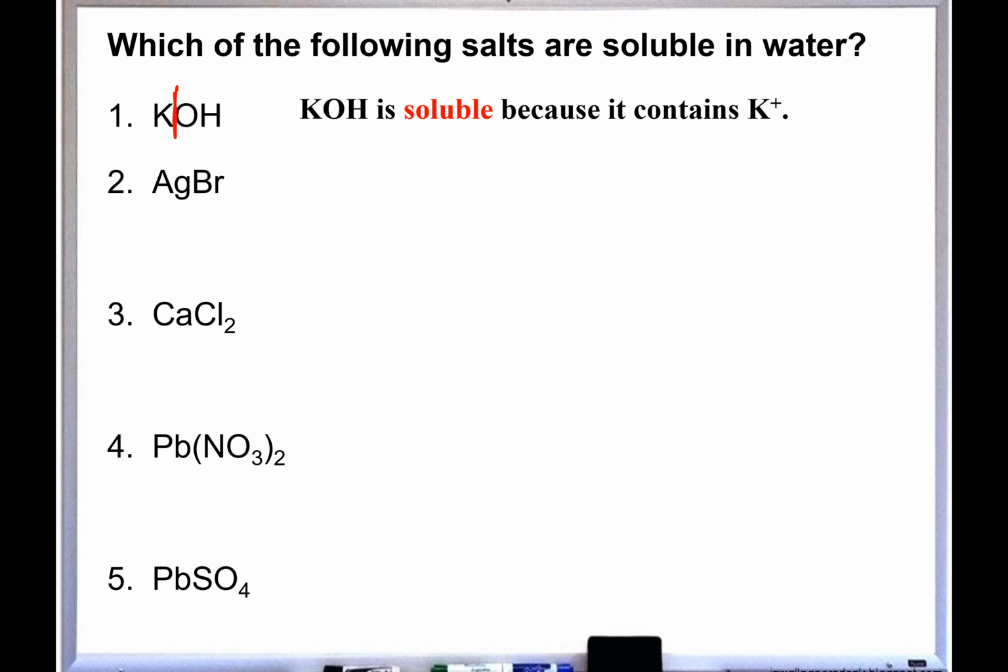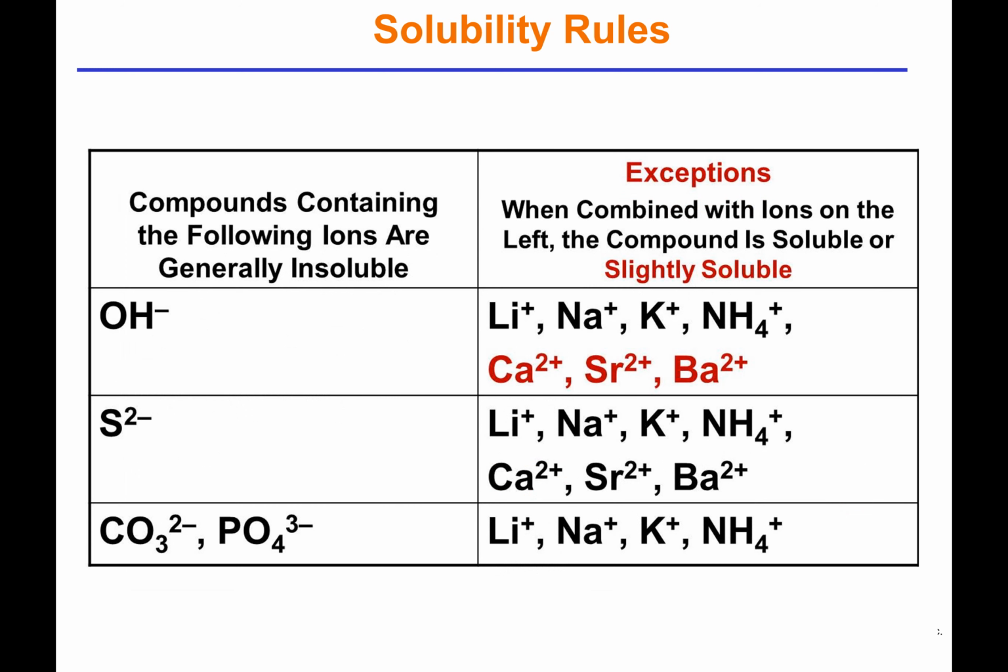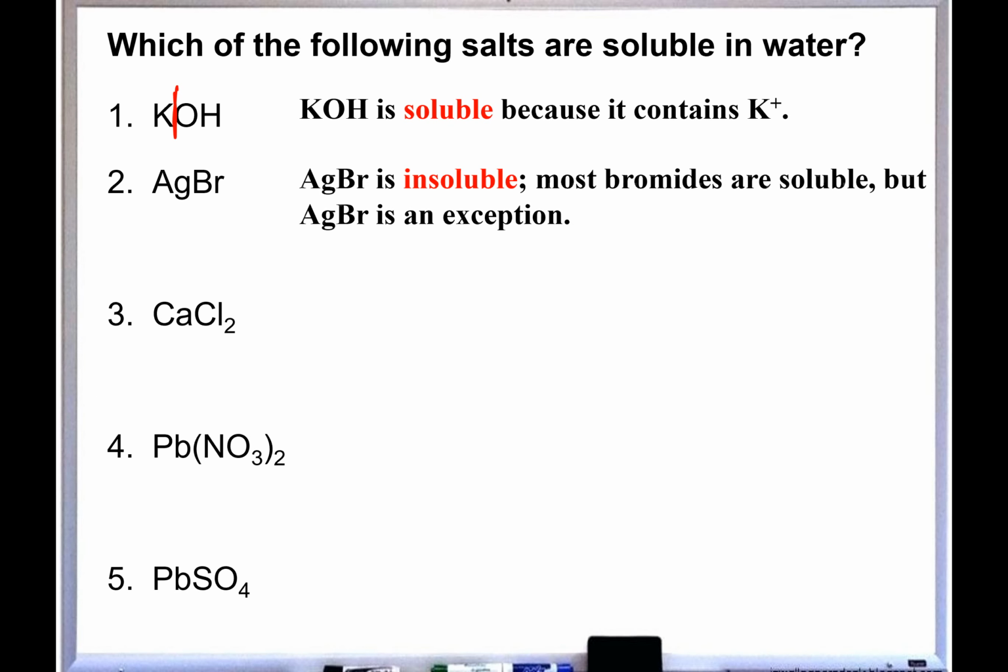The next one, I have silver bromide. Again, this is one that should raise a red flag for you. Now I have silver, I have bromide. What are my rules for silver? Go back in the table and we can check. Bromides are generally soluble. Of course, our halogen compounds are generally soluble, except with silver. So that right away lets me know this can't be soluble. Silver bromide is insoluble because most bromides are soluble, but silver bromide is an exception. And that's because of the silver.